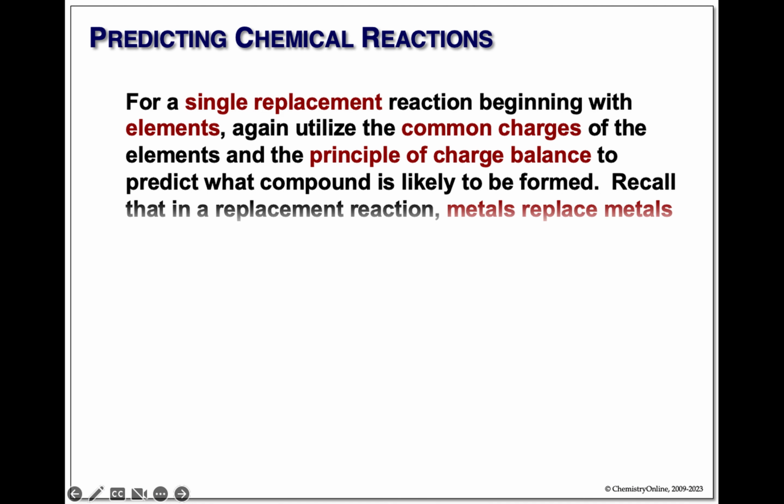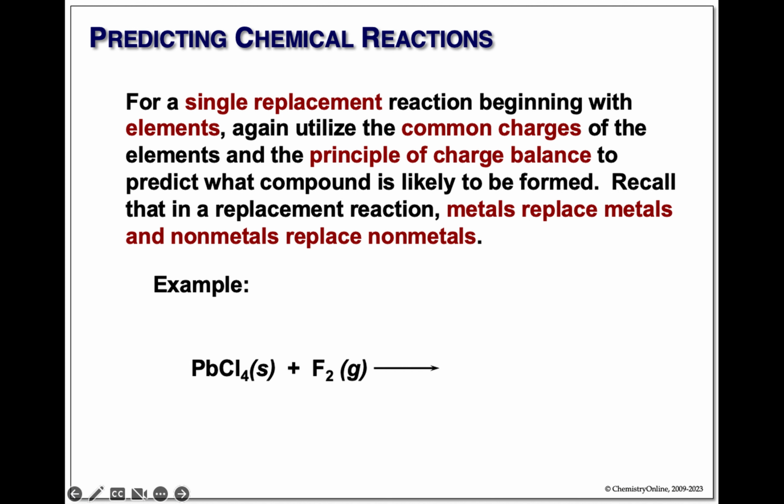All right, single replacement. Here we're going to take a compound and an element. We're going to make a compound and an element. We remember metals will replace metals, non-metals replace non-metals.